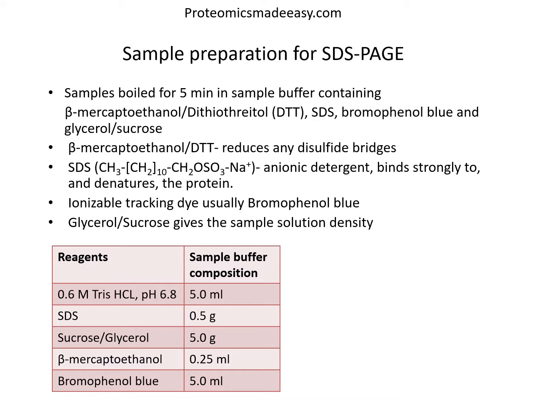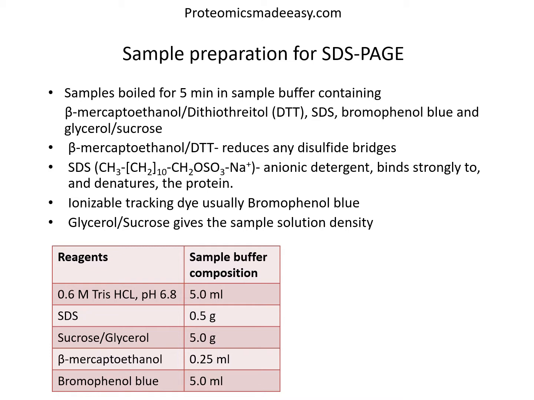Samples to be run on SDS-PAGE are first boiled for 5 minutes in sample buffer containing beta-mercaptoethanol or DTT, dithiothreitol, and SDS. The mercaptoethanol or DTT reduces any disulfide bridges present that are holding together the protein tertiary structure. SDS is an anionic detergent and binds strongly to the protein and denatures the protein.